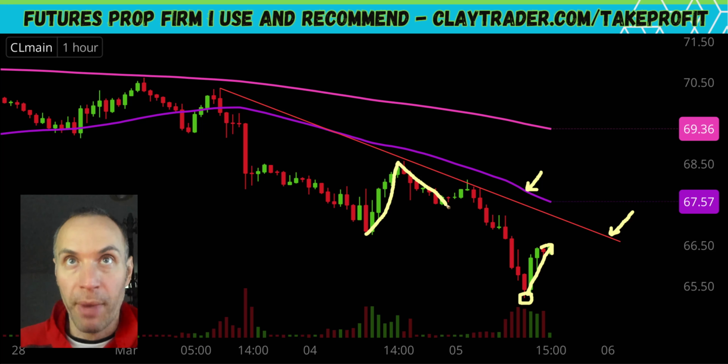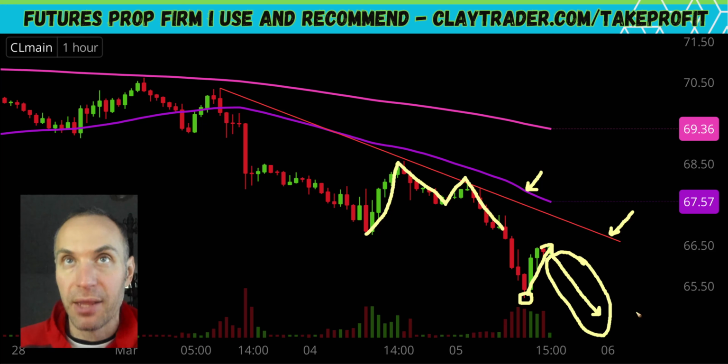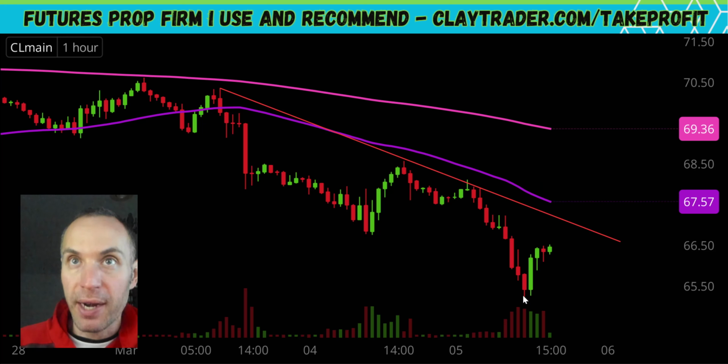Nice bounce, rolled back over. Another bounce, rolled back over. So does that mean for sure this one's going to roll back over? Absolutely not. There are no for sures. But I don't think anybody would be shocked if that happened again and the price rolled back over. So point being right now, yeah, nice little bounce, but I'm not convinced of anything.